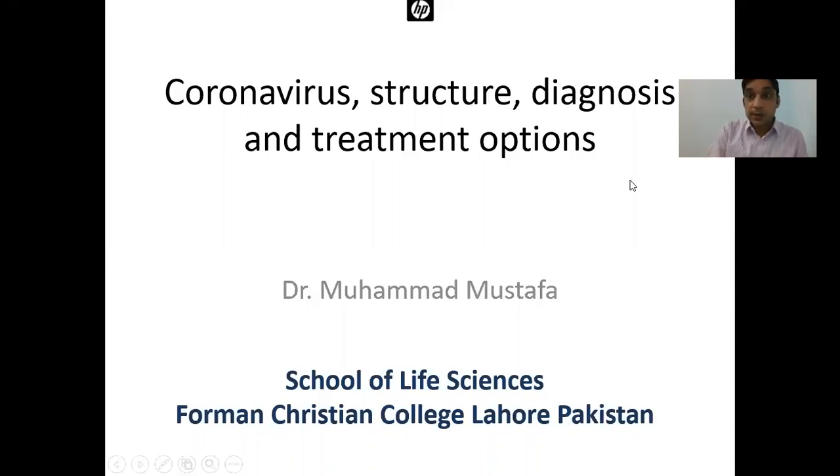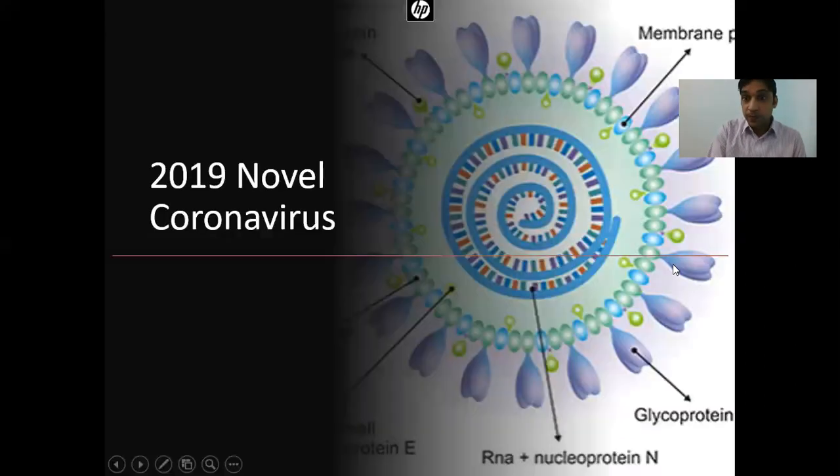So in this lecture, I will be talking about the coronavirus, its structure, diagnosis, and treatment options. First, you need to know about viruses. Actually, you know a lot of things, maybe more than me, about viruses and their structure. And you know there are two types of viruses: the DNA viruses, like hepatitis B, and the RNA viruses, like hepatitis C, HIV, and this one, the coronavirus.